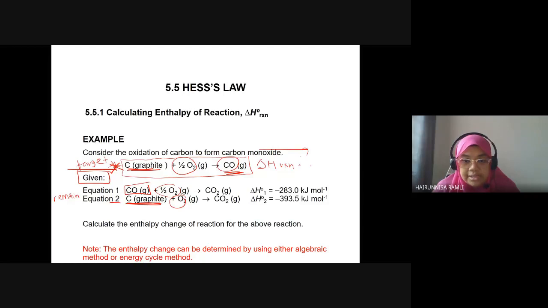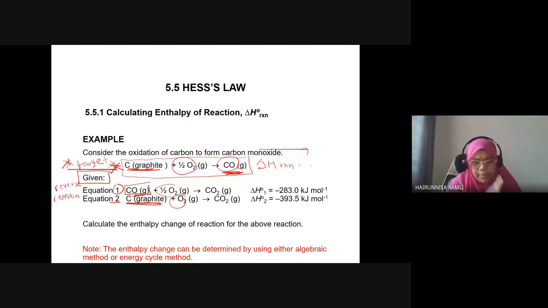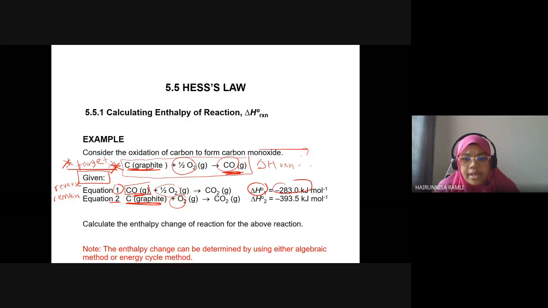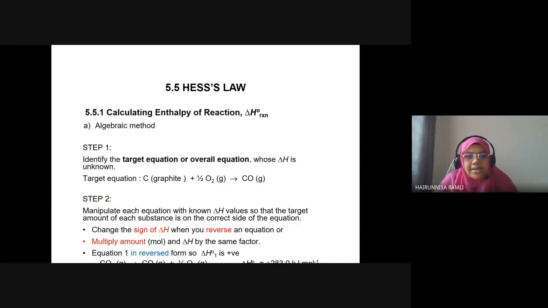One is on the right side, the product, and one is on the left side, the reactant. So, siapa nak ikut siapa? Of course, you have to follow the target. Target you nak CO as the product. So, this equation 1, you must reverse the equation so that CO from reactant will become product. Okay, when you reverse the equation, what will happen to the enthalpy? Enthalpy also will be reversed and become positive value. Okay, clear eh?